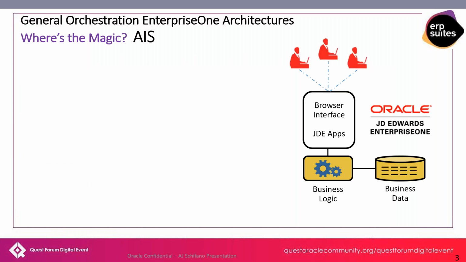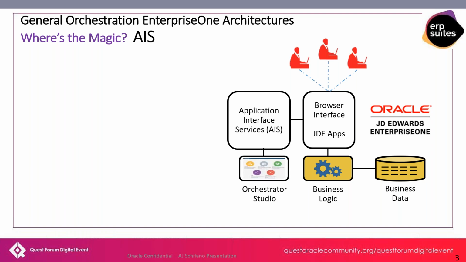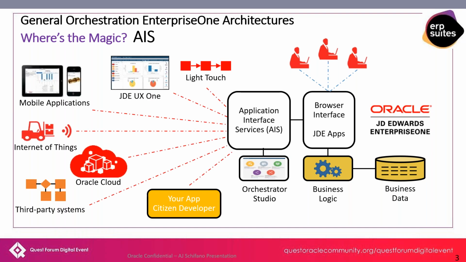Alrighty. So in this, borrowing a slide here, where does all the EnterpriseOne come from, and the architecture and everything else? I borrowed AJ Schifano's slide, which I really like. The magic is in the application interface services, the AIS server. The orchestrator is used to create that, and then that talks to your JD Edwards applications, which run your logic and the data that you have.